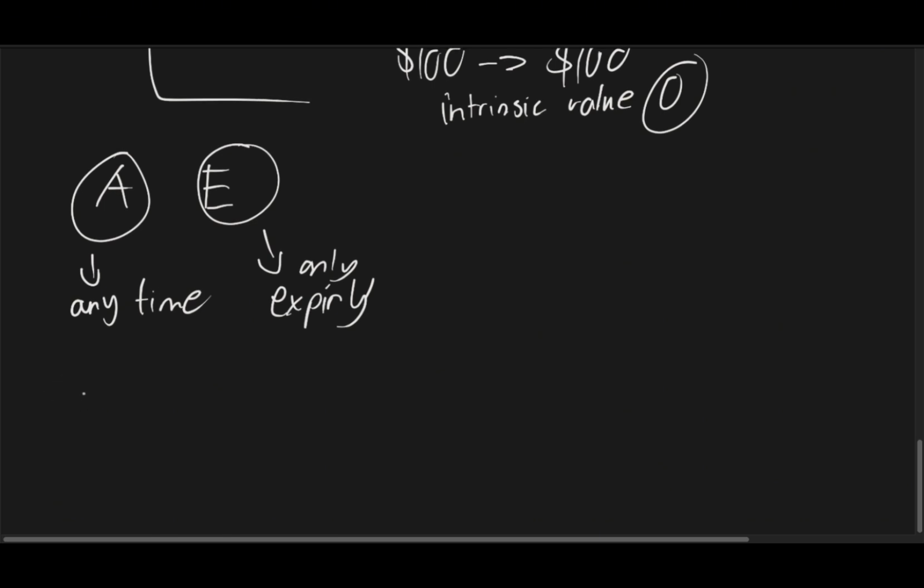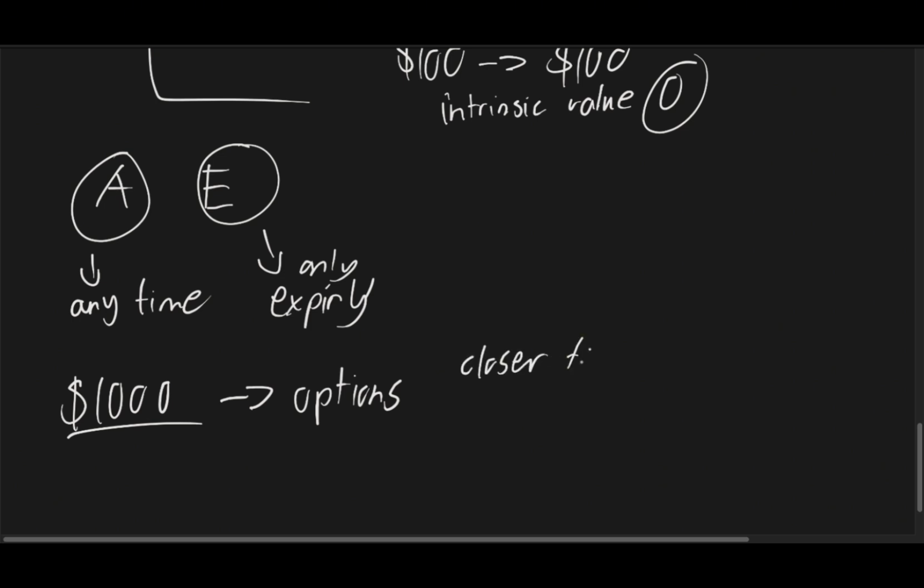Let's say you have $1,000 in your bank account. You have a high risk tolerance for this, so you can throw this into some options, okay? And you should know that the closer to expiry, the more volatility it has. So closer to expiry, there's increased volatility.